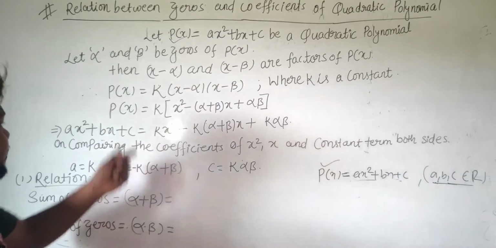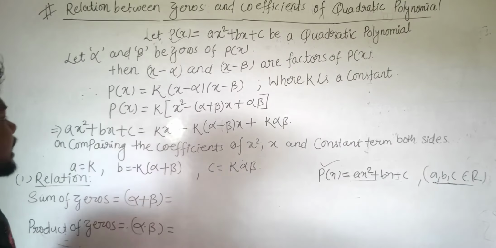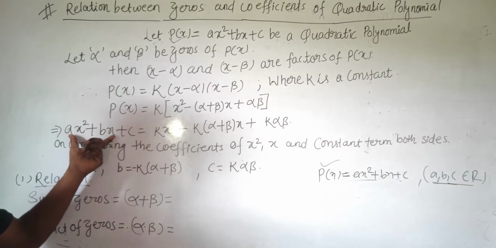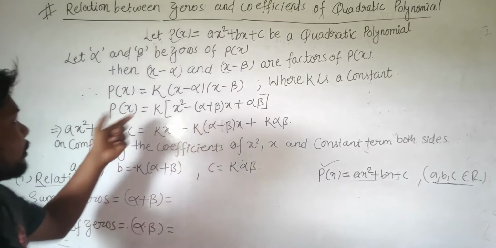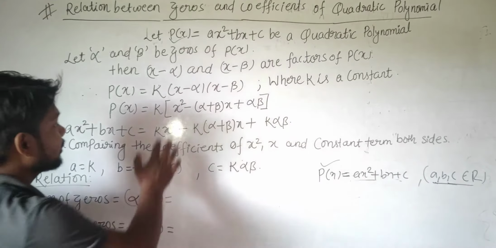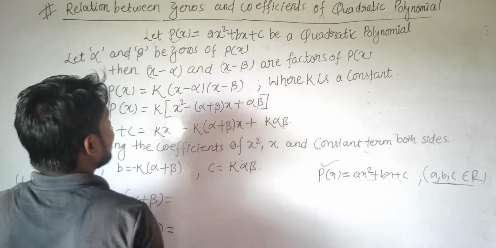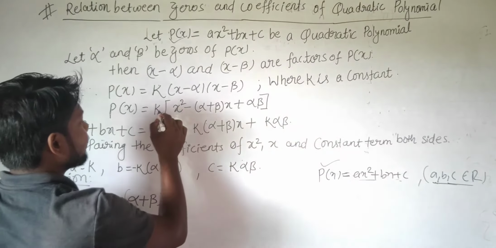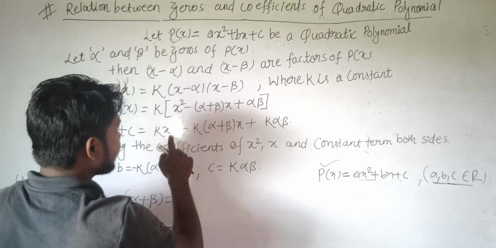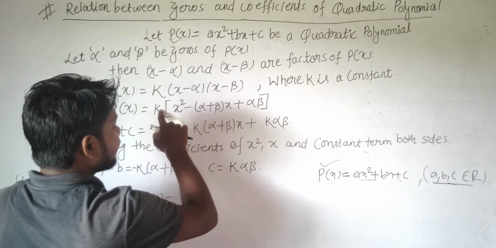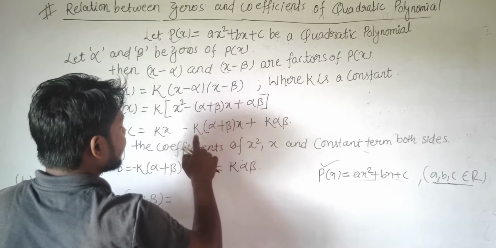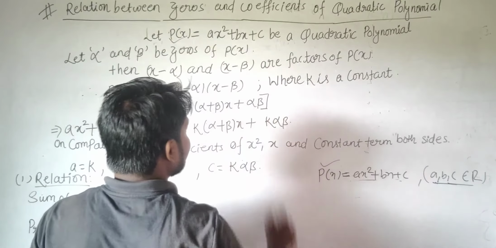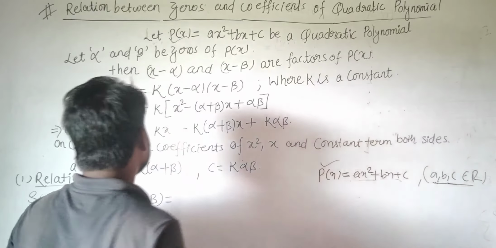Okay, now next, this is what p of x is, and p of x is what this is. So instead of p of x we can write this one, which is equal to this. And on the right we can multiply k with the entire terms. So if we multiply k by x square, it will become k times x square. Next, if k is multiplied by this term, it will become minus k times alpha plus beta times x, and if we multiply k with alpha into beta, it will become k times alpha beta.